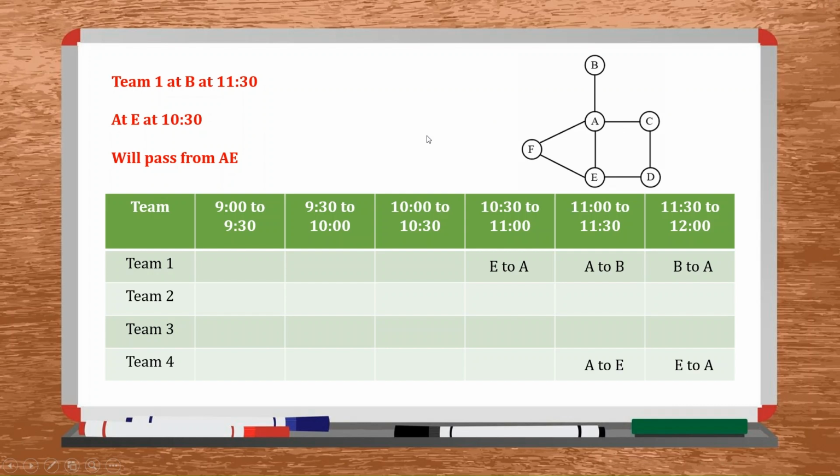Next, we have team 3. Team 3 is at D at 10 and E at 10:30. That means it will be traveling from D to E between 10 and 10:30.